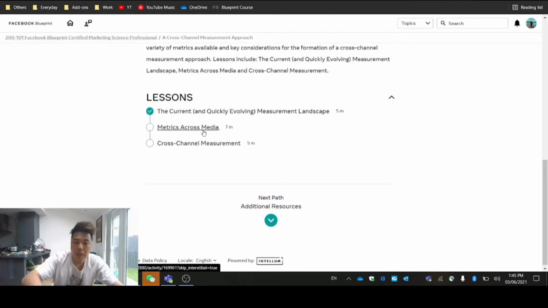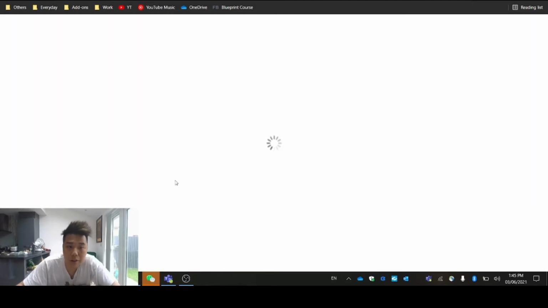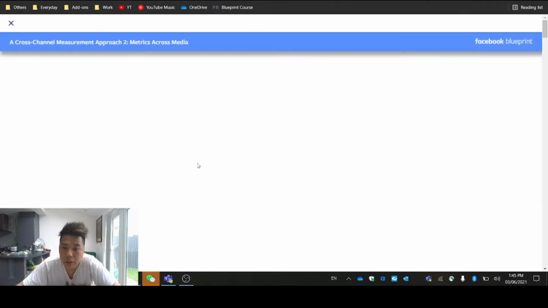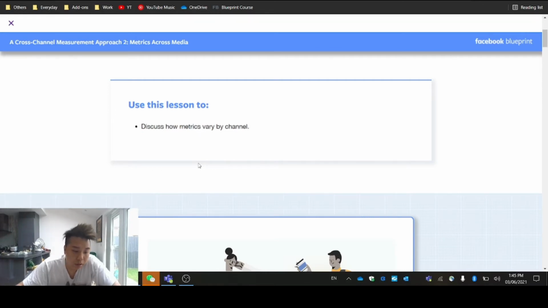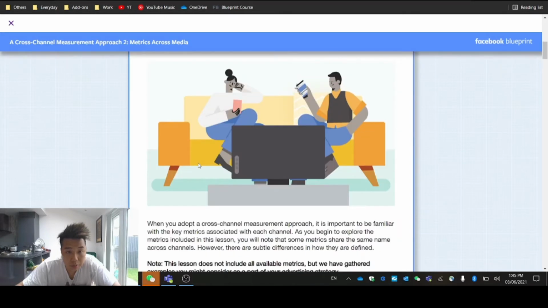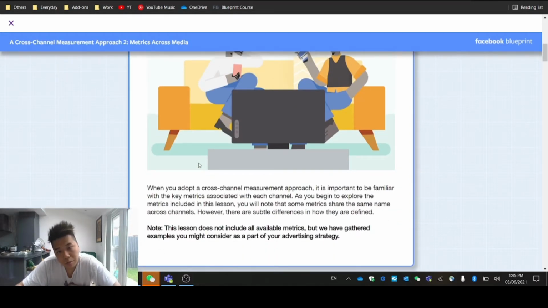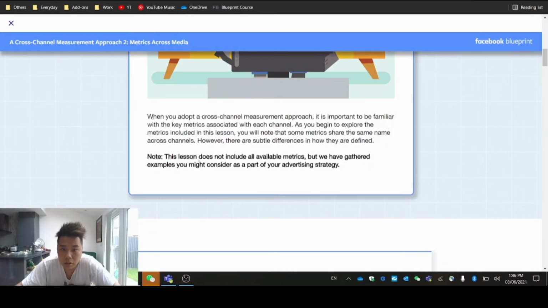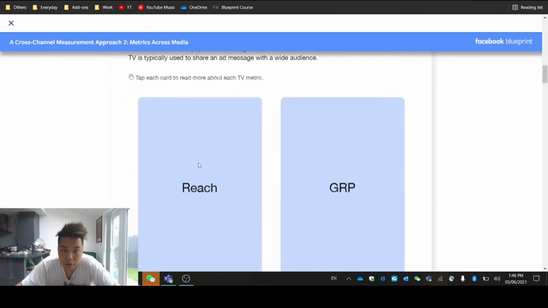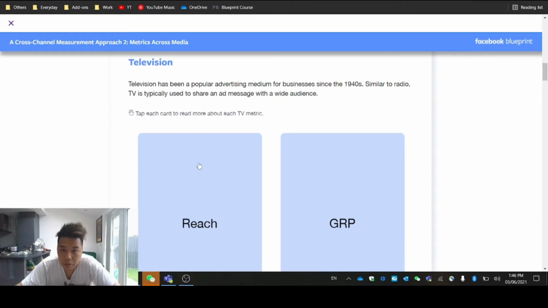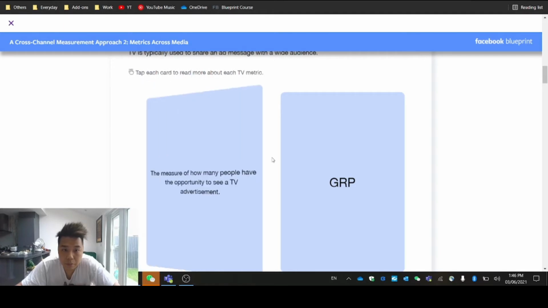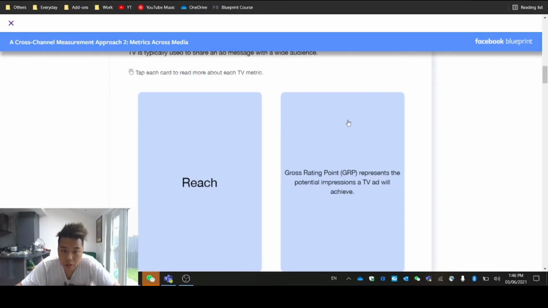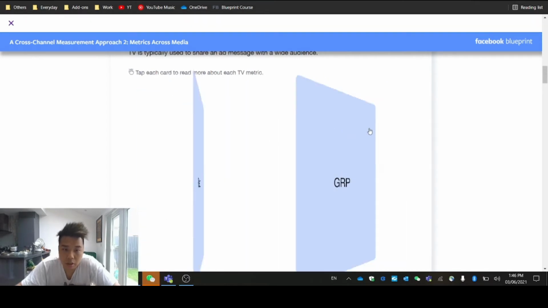Okay, so metrics across media. Discuss how metrics vary by channels. Also, when you adopt a cross-channel measurement approach, it's important to be familiar with the key metrics associated with each channel. As you begin to explore the metrics included in this lesson, you will note that some metrics share the same name across channels. However, there are subtle differences in how they're defined. This does not include the available location.